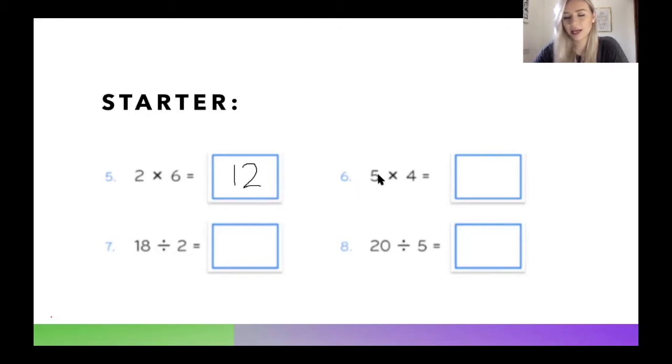The next question here, again, we could have counted up in our fives 4 times. Let's do that quickly now. 5, 10, 15, 20. The answer for this question is 20.